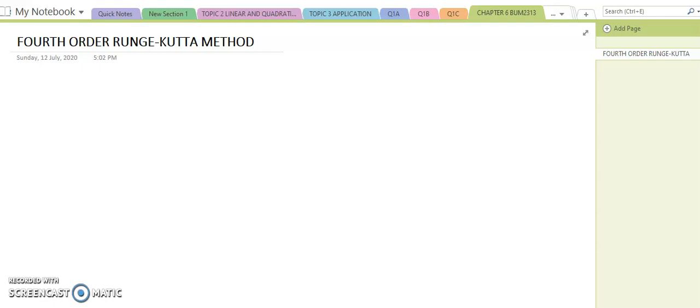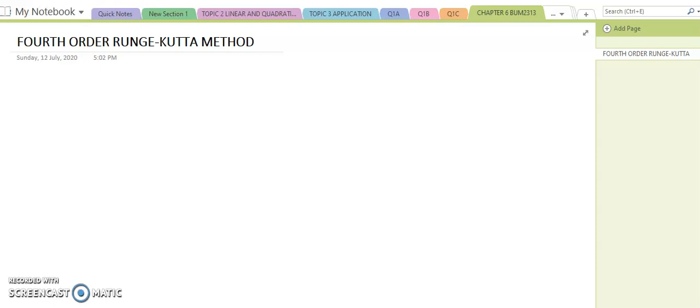In this video, I will explain the fourth order Runge-Kutta method. This method was developed by German mathematicians Carl Runge and Martin Wilhelm Kutta. Actually, under the Runge-Kutta method, there are two other methods: the second order Runge-Kutta and the fourth order Runge-Kutta. But the fourth order Runge-Kutta is the most popular Runge-Kutta method. For the purpose of this video, the second order Runge-Kutta method will not be discussed.